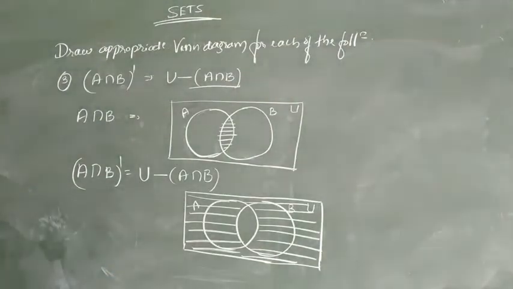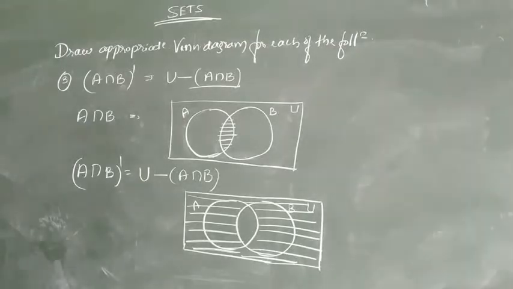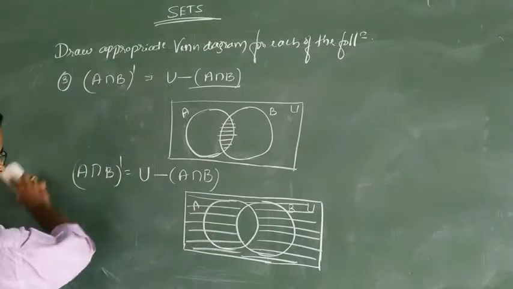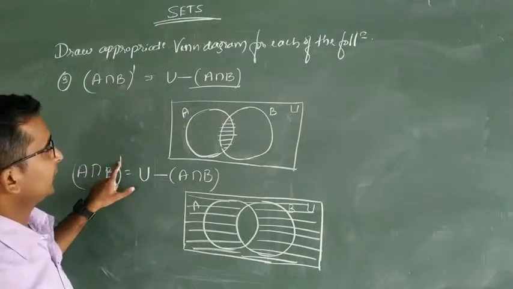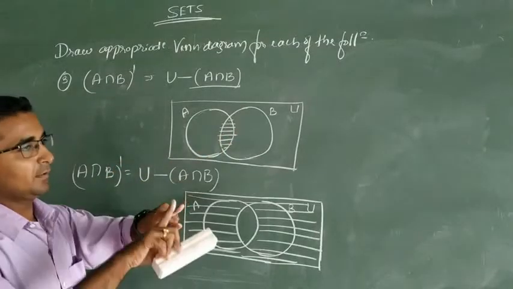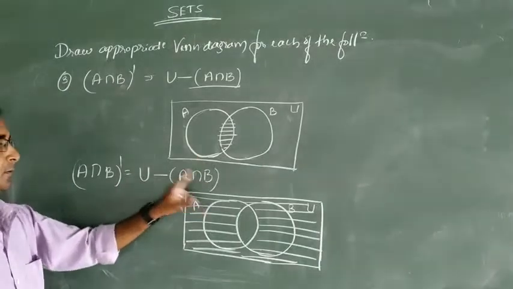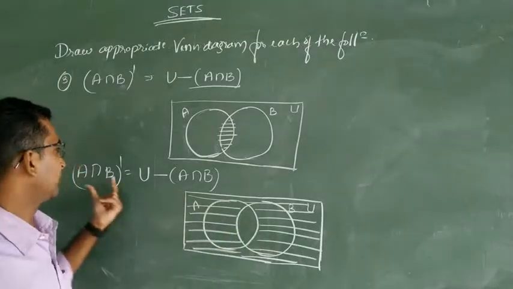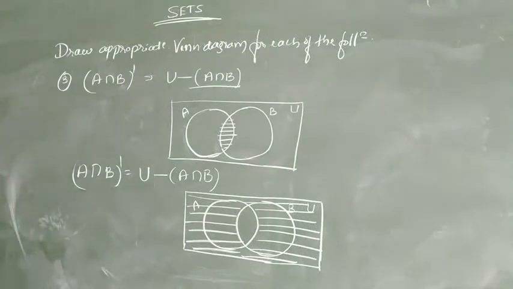So this is nothing but A intersection B whole dash. By De Morgan's formulas, A intersection B whole dash is nothing but A dash union B dash. Understood? Okay. This is A intersection B. What is A intersection B whole dash? It's the opposite. Where you filled, leave that and fill the remaining region. That is the elements which are present in U but not in A intersection B. Leaving A intersection B, the remaining region is your A intersection B whole dash. Getting?